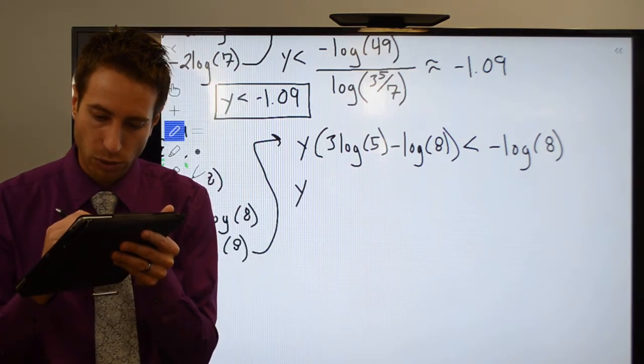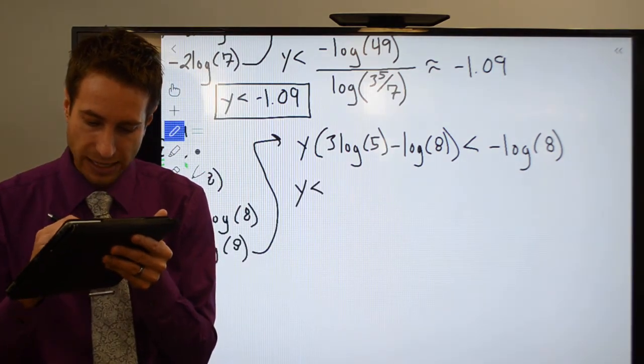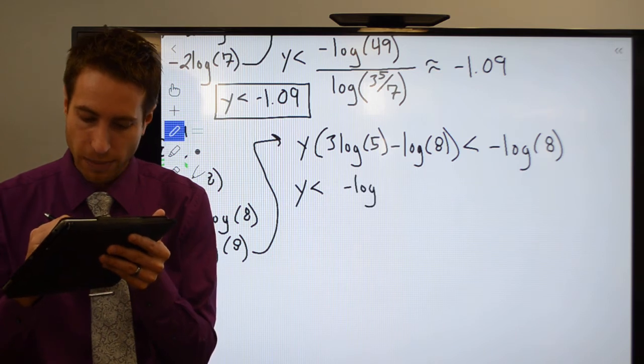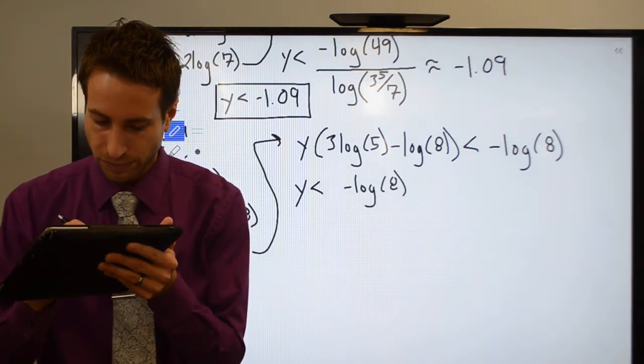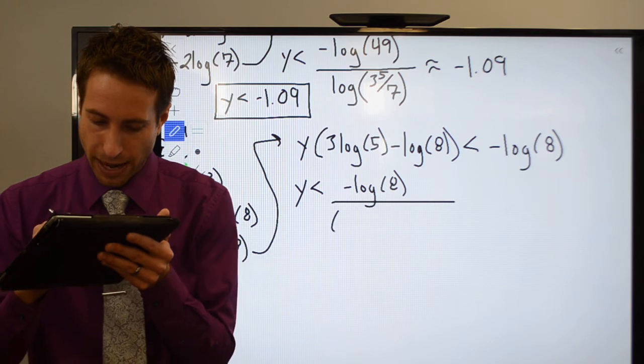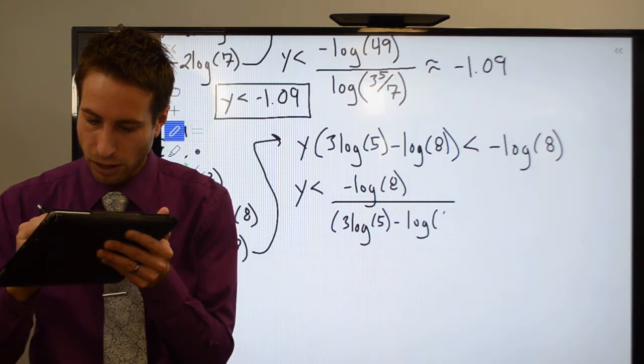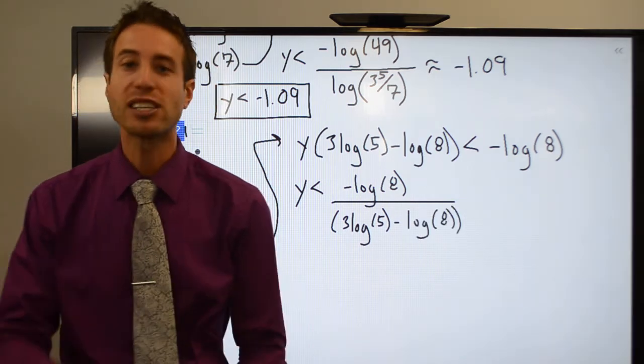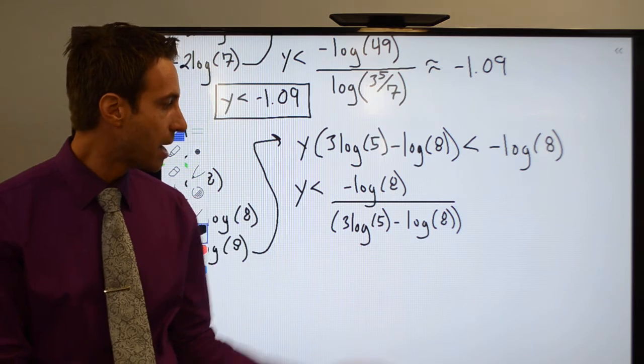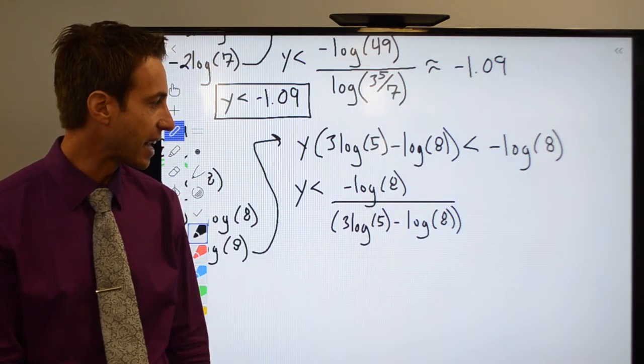This time I won't lose my inequality symbol. y is less than negative common log of 8, all divided by 3 times the common log of 5 minus the common log of 8. And just like in the last problem, I've got some simplifying that I can do.